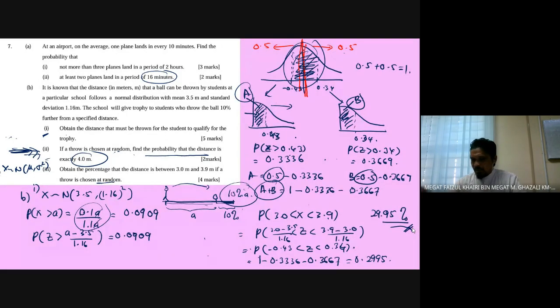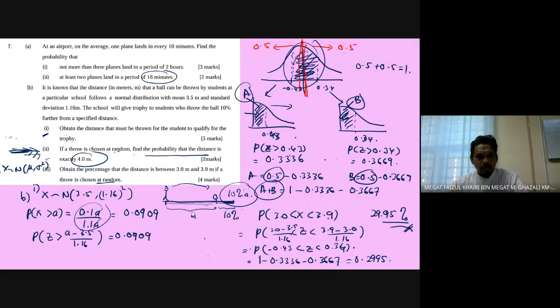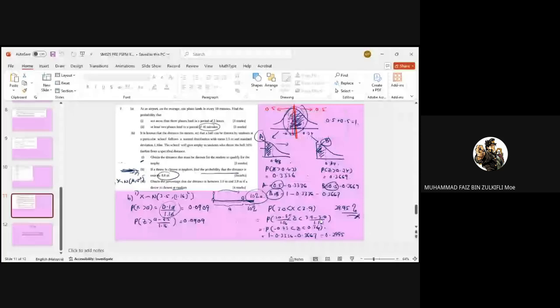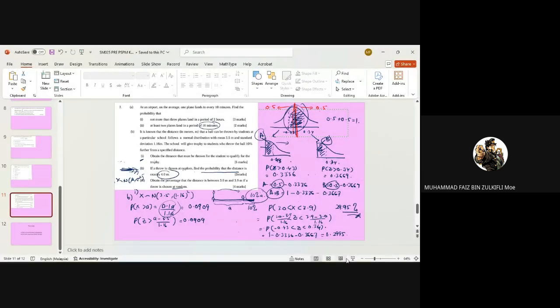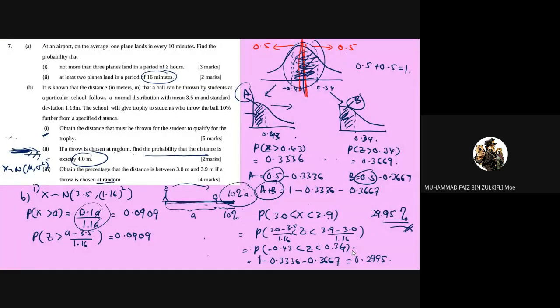Okay, class, I'm sorry. Saya minta maaf kalau ada tersilap sikit tadi. Saya nak tanya, yang nombor B2 tu, kenapa probability that distance equal to 4 is 0? Boleh saya tolong explain balik?